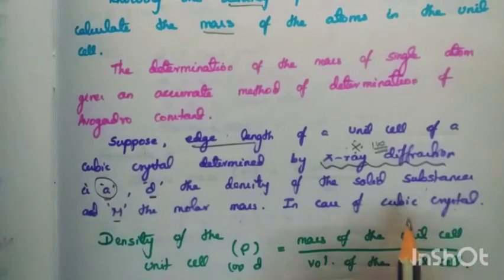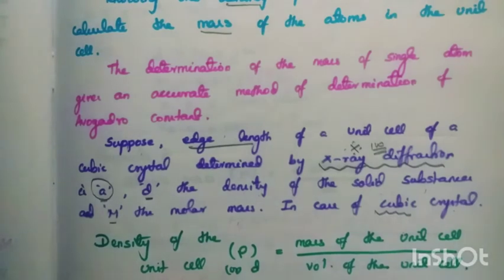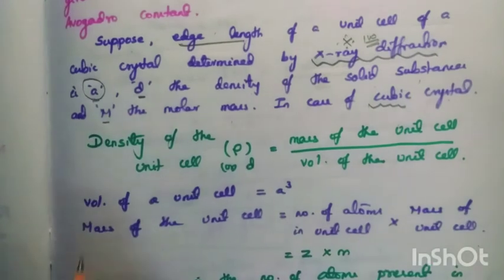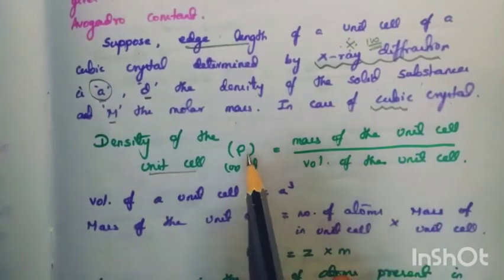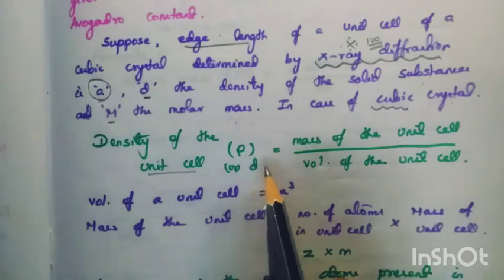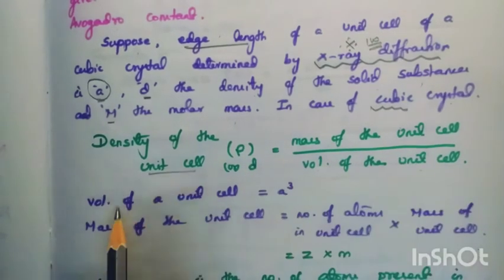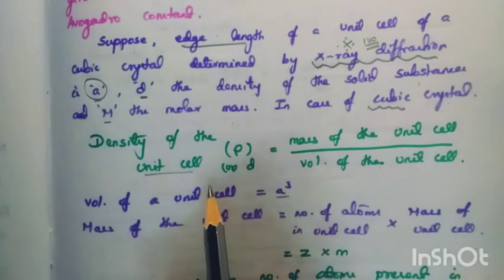Consider our crystal is a cubic crystal. We are going to find the density of the unit cell. We know density is equal to mass by volume. We are calculating for the unit cell, so density may be represented by rho or D. Density is equal to the mass of the unit cell by the volume of the unit cell. The volume of the unit cell is equal to a cube, since it is a cube, as we already studied.